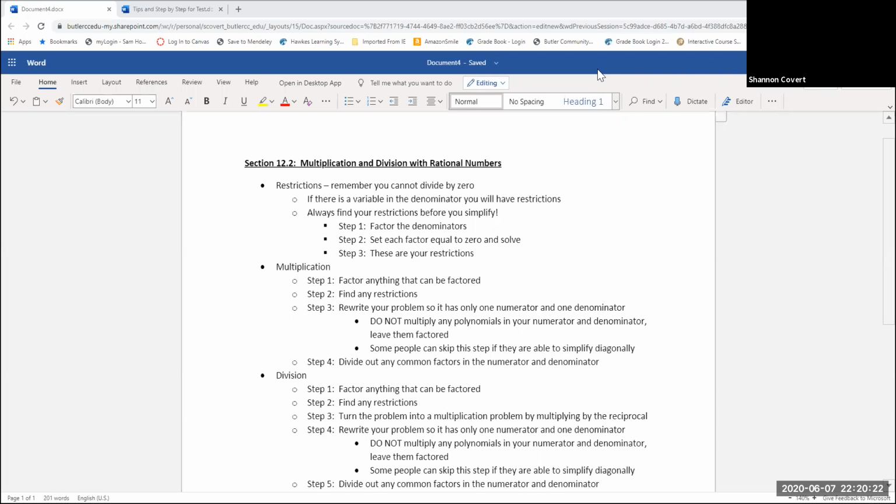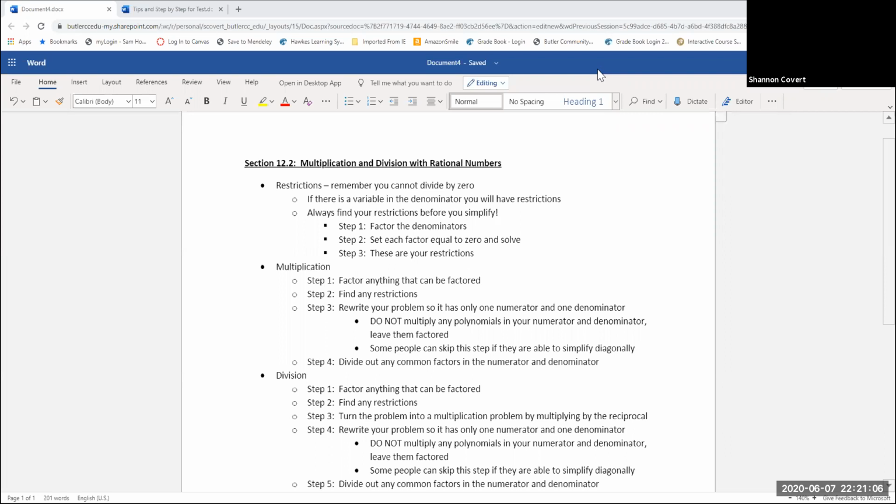Step 3, rewrite your problem so it has only one numerator and one denominator. Do not multiply any polynomials in your numerator and denominator. Leave them factored. Some people can skip this step if they are able to simplify diagonally, and I'll talk about that more when we go through some examples. To put those together, you're just keeping all of those products and putting them in one numerator and one denominator. Step 4, once you have one fraction, you're going to divide out any common factors that you have in the numerator and the denominator.